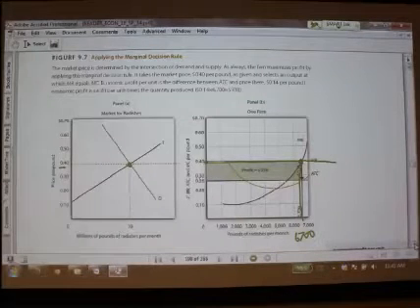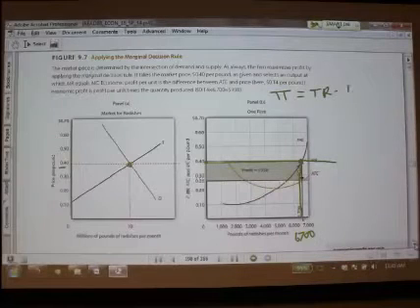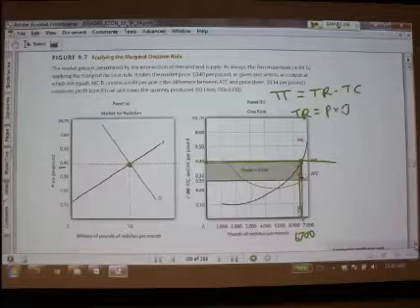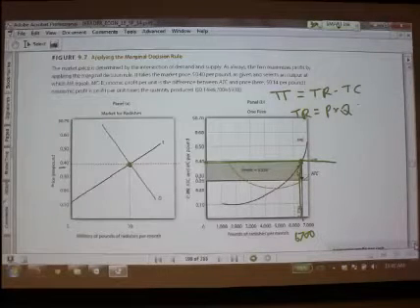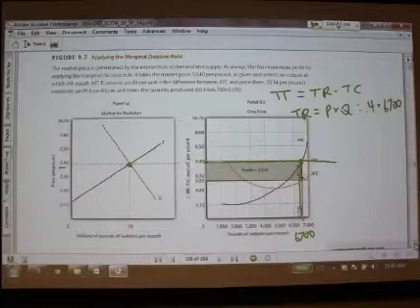At that quantity, they earn a profit. How can you see this? Well, again, profit is total revenue minus total cost, right? Well, what's total revenue? It's price times quantity, right? And so we know that the price equals 40 cents, and the quantity equals 6,700.